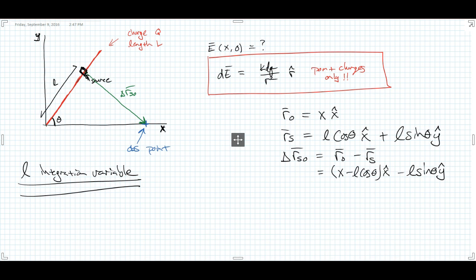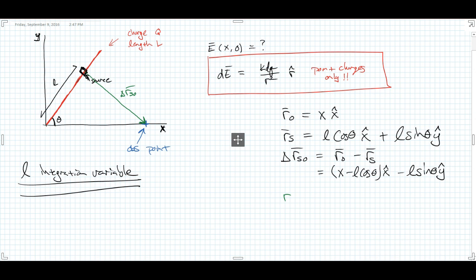All right, so I've got that displacement vector. Now I have two more things that I need to calculate. What I need is this r squared, so I need to calculate the length of that displacement vector, and then I need this r hat, and that r hat will just be the displacement vector divided by its length. So once I calculate the length, it'll be easy to get r hat.